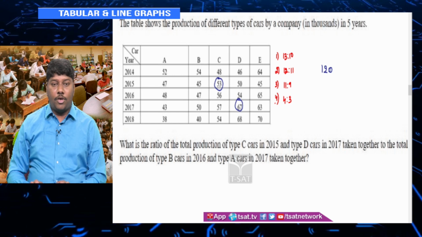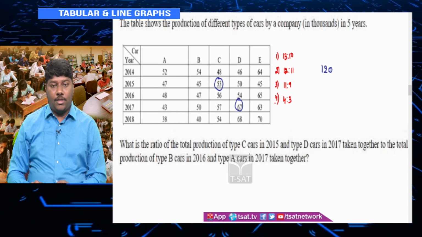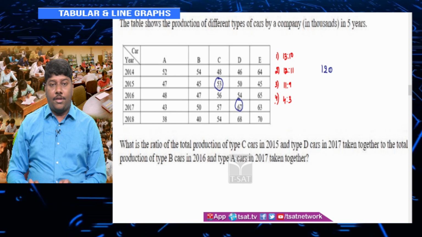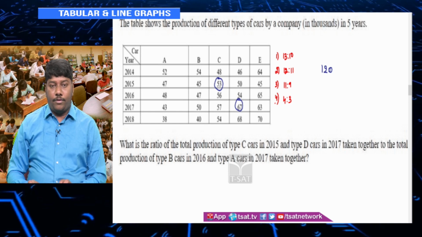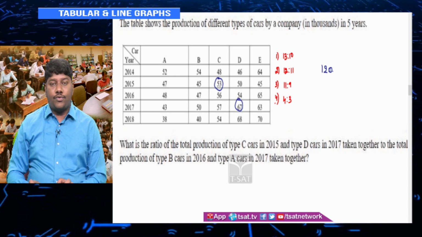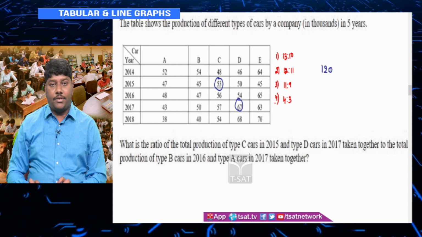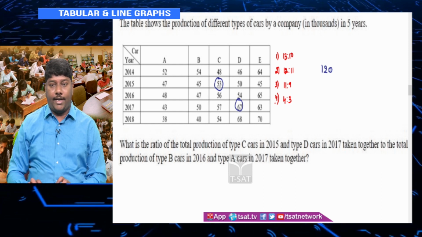So, the only possible answers are what? 2 and 4. So, even if you are rushing in your exam, if you want to answer it, just answer it as 2 or 4. At least you will have a 50% chance of getting the right answer.